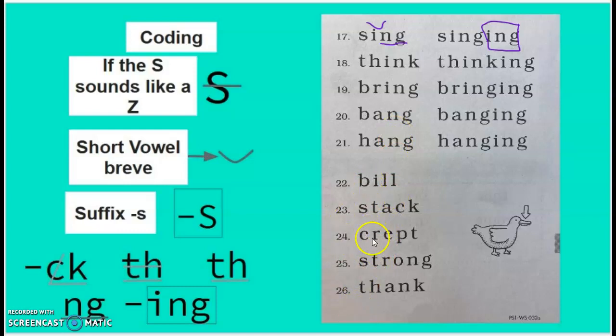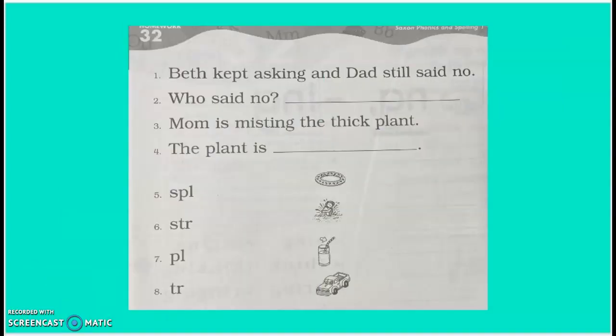Now look at 22 through 26. Which word goes with the picture of the bill? B-ill. Right. 22 goes with the picture of the bill. Go ahead and code 22 through 26. When you're finished, play the video and turn it to the back.